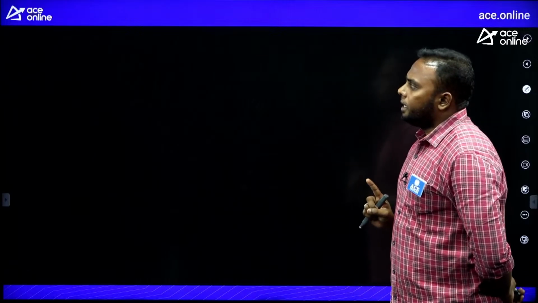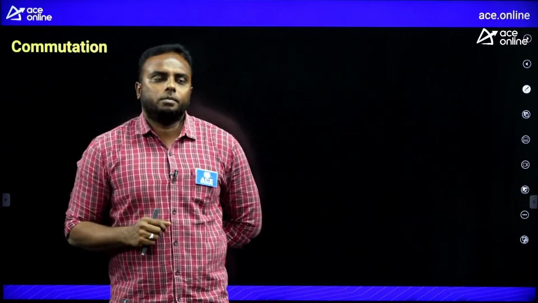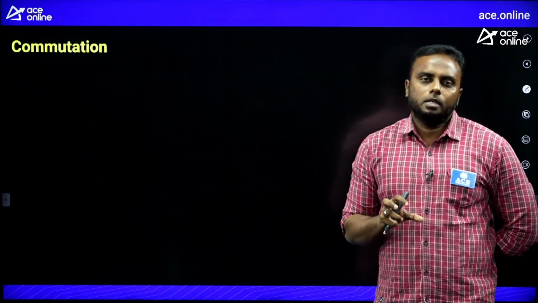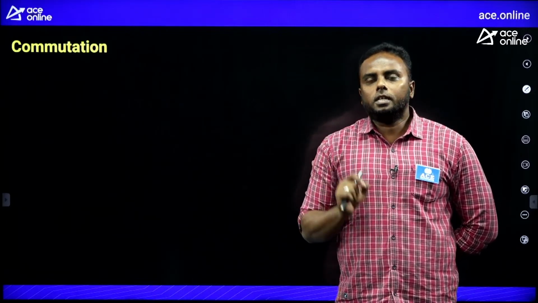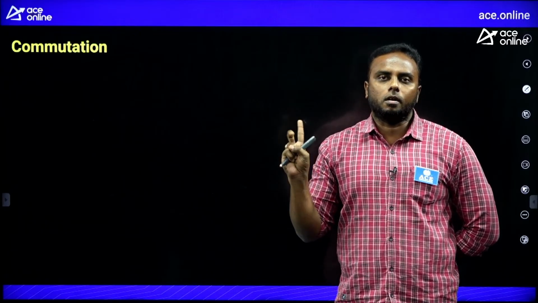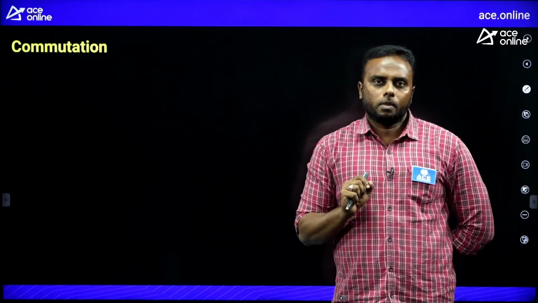Okay, next, commutation. What is the type of commutation we have? We have delayed commutation. Because of the delay, we get sparks at the brush. Now, what are the reasons for delayed commutation? Two reasons: one, reactance voltage; another, cross magnetizing effect. So these two are the reasons for the delay.